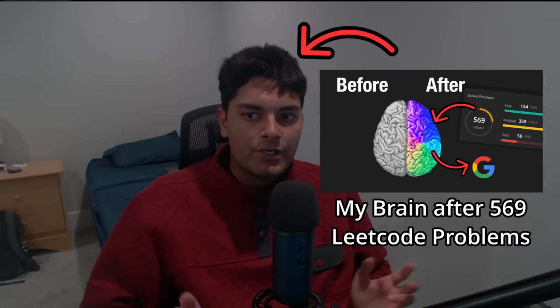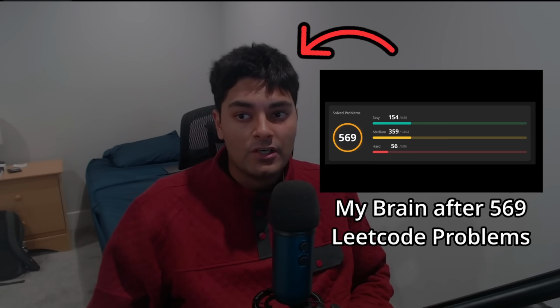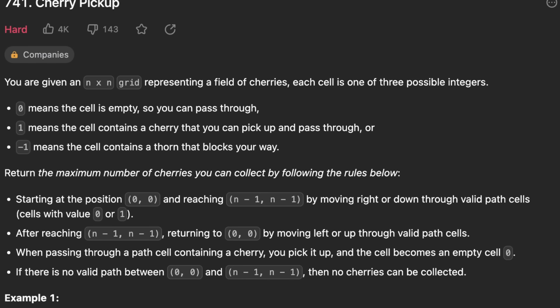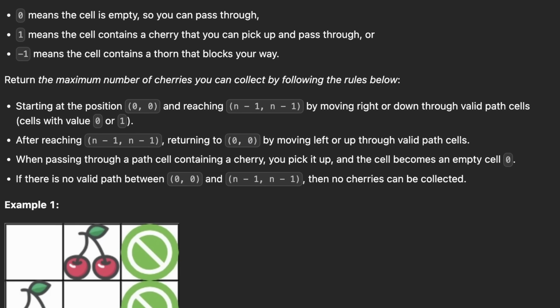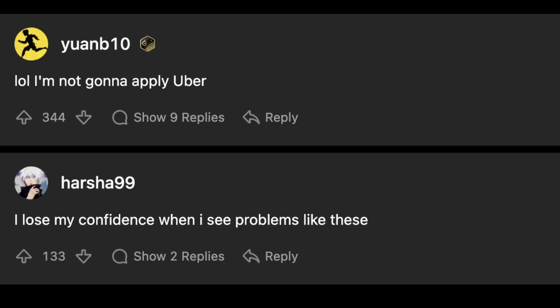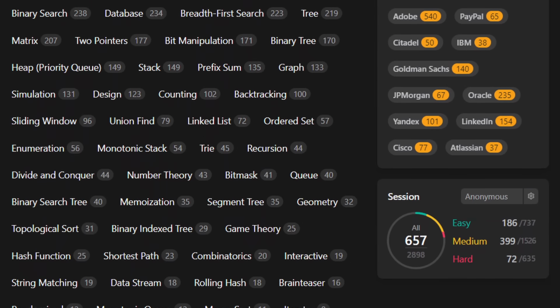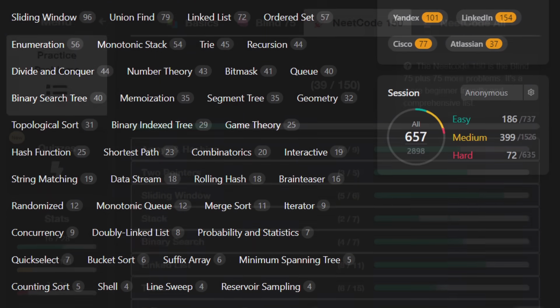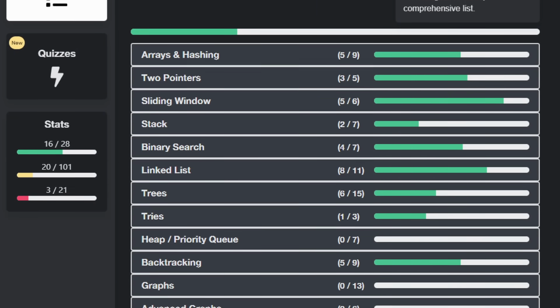Coding interviews are hard, so much so that there's nerds out there solving hundreds of LeetCode problems just to get ahead. But is that really necessary? Do we really live in a world where you need to solve cherry pickup, a three-dimensional dynamic programming problem just to get a job? I don't think so. Yes, technically anything can come up in an interview, but I think there's a smarter way to prepare.